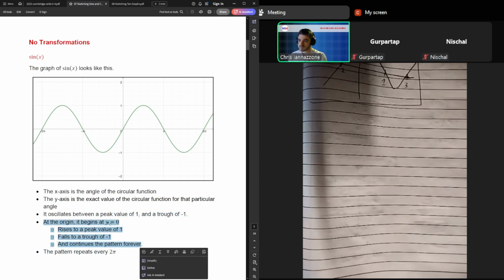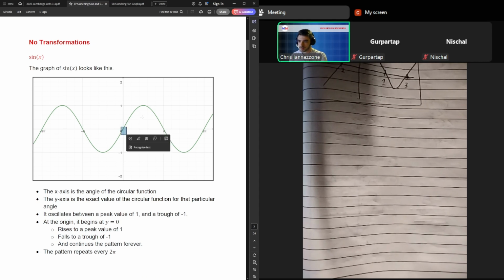For sine, specifically, it will start at the origin, go towards a peak, then middle, trough, middle, and continue that pattern over and over again. So you can see if you started here, it would be middle, peak, middle, trough, middle, peak, middle, trough, middle, peak, so on and so forth. You would typically start these at the origin, at x equals 0.